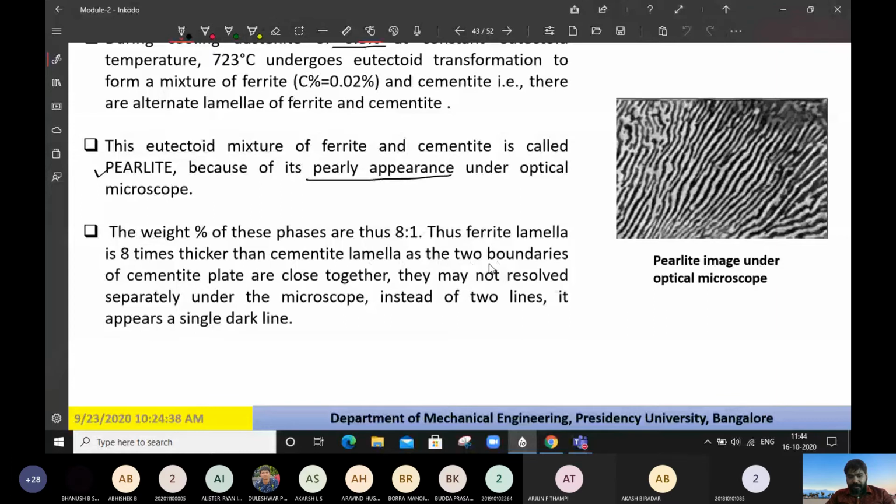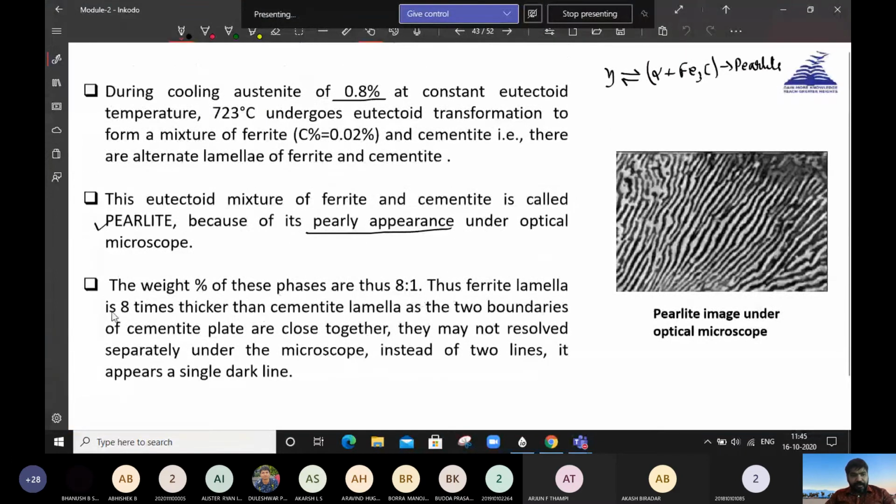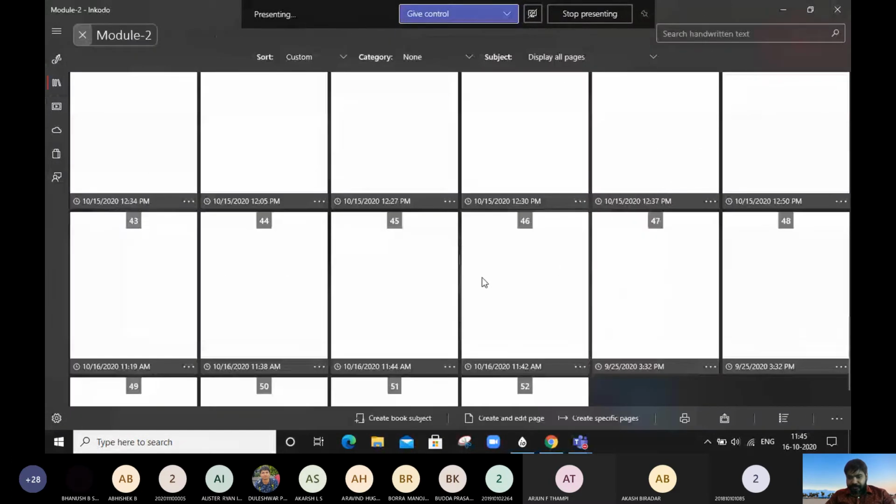As the two boundaries of cementite plates are close together, they may not resolve separately under the microscope. So instead of two lines, it appears as a single dark line. Okay, so I hope the things are clear to you. Okay, so let me go to the next topic.